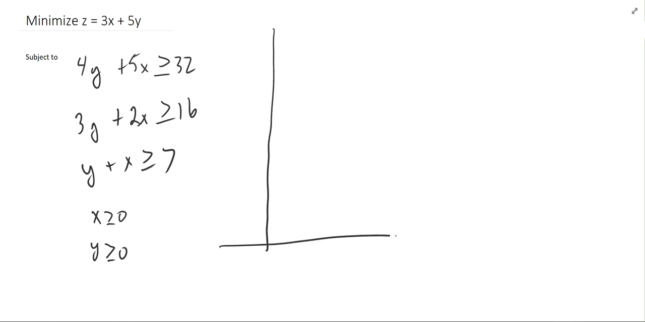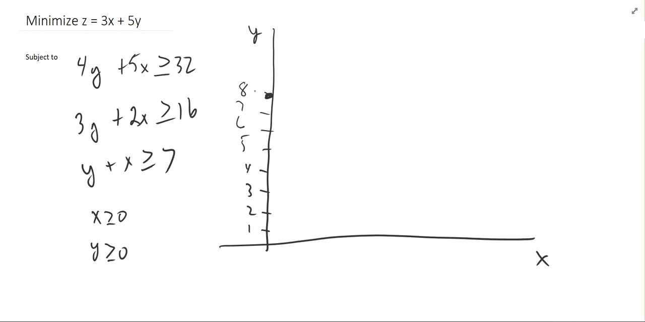So I want to draw a coordinate system. We'll put our x-axis and our y-axis there. And we know that x is greater than 0 and y is greater than 0, so we're only interested in the first quadrant. In our first equation, if x is equal to 0, our equation just becomes 4y equals 32. And so dividing both sides by 4 gives us y should equal 8. So we're going to cross the y-axis up here at 8.